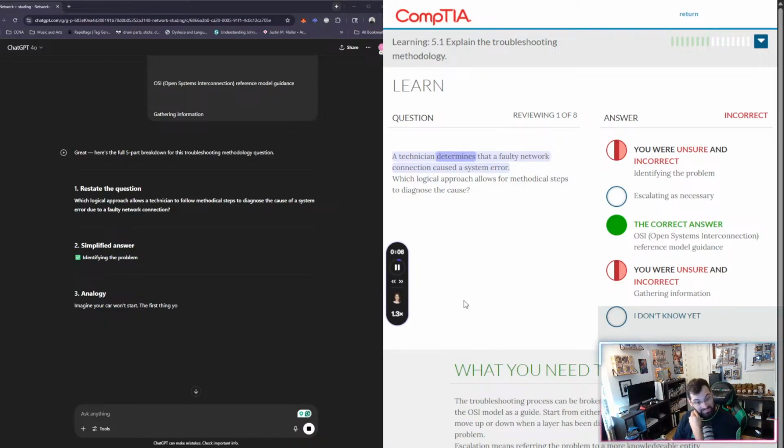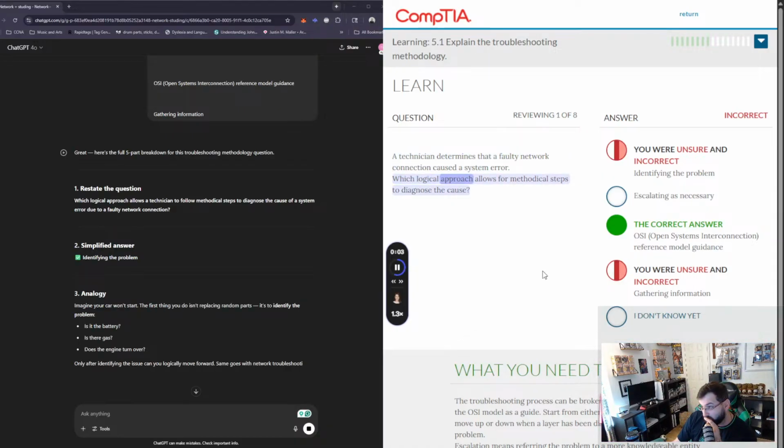A technician determines that a faulty network connection caused a system error. Which logical approach allows for methodical steps to diagnose the cause? The OSI reference model guidance. So that must be like what the name of the thing is.